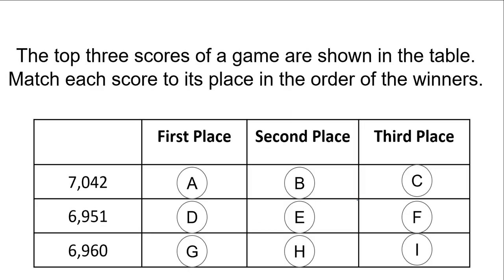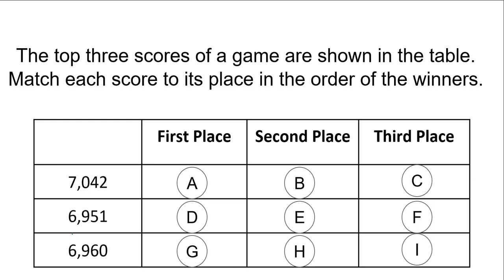The top 3 scores of a game are shown in the table. Match each score to its place in the order of the winners. We've got first place, second place, and third place. So let's say you're playing a video game and these are your scores. Who's first? Who's second? Who's third?